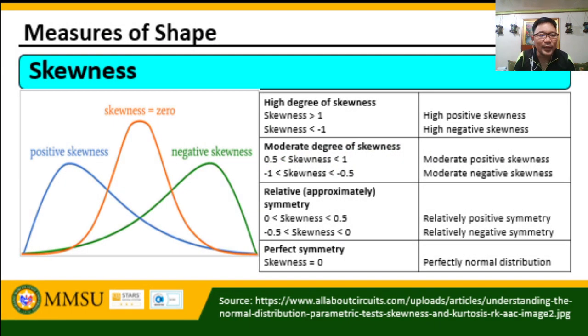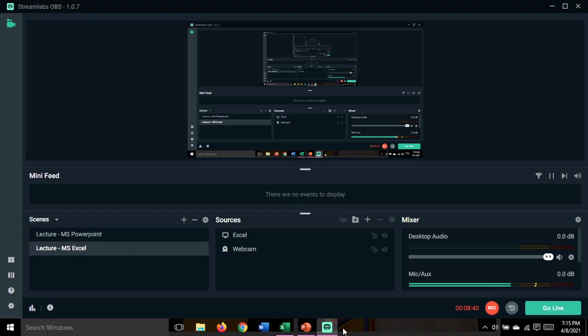So, tingnan natin. We have 1.36. So, our data is highly skewed. Okay? Or high positive skewness. Okay? So, tingnan natin.